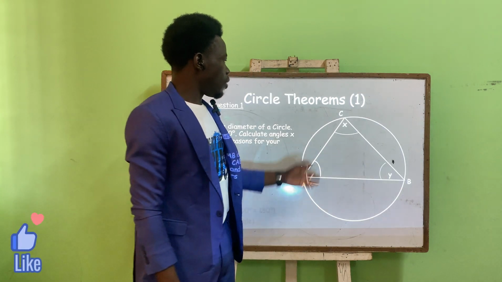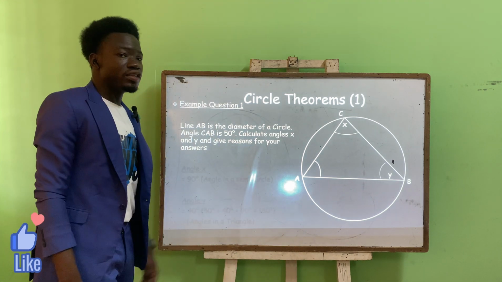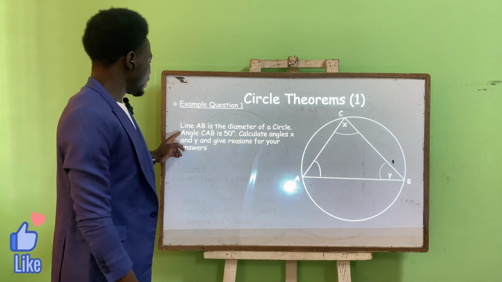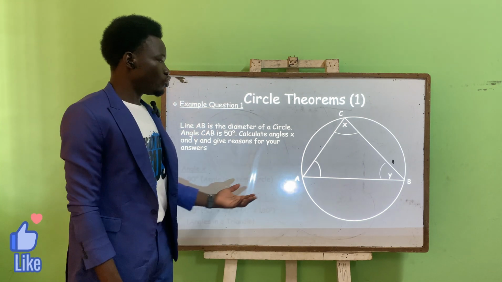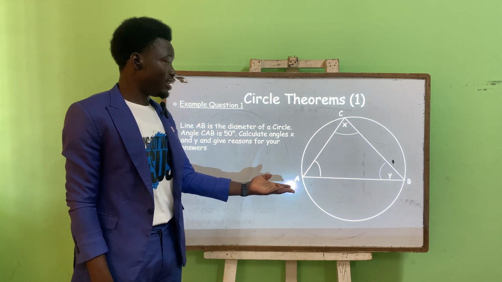90 degrees. Now we get to look at question 1 using the first theorem. Line AB is the diameter of a circle. So here they have stated it for you to get clear.